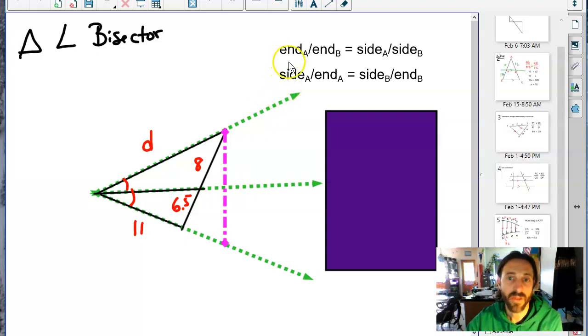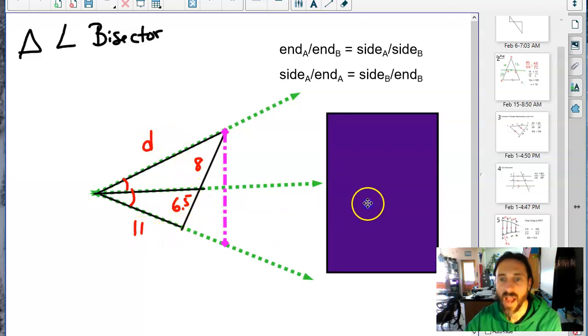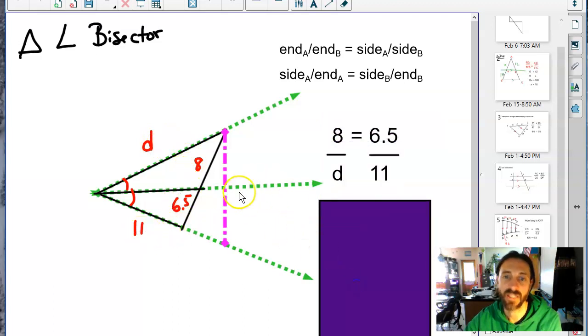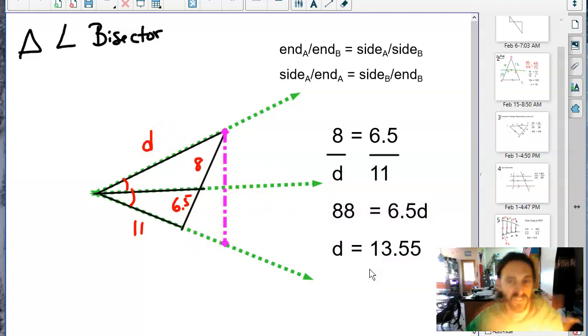If I set up the proportion, the end of triangle A over the end of triangle B, and by the end I mean this 8 over 6.5, well then that would go with the side of triangle A, in this case which would be D, over the side of triangle B, which would be 11. The other way to do that would be side over end equals side over end. And that's actually how I set it up over here. I said 8 over D equals 6.5 over 11. And now, once again, I can solve that.